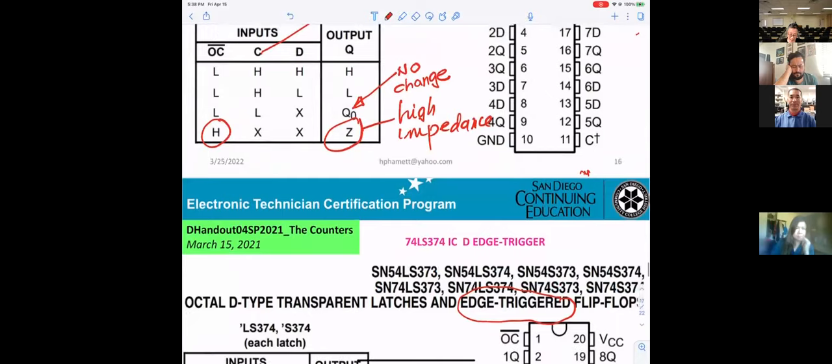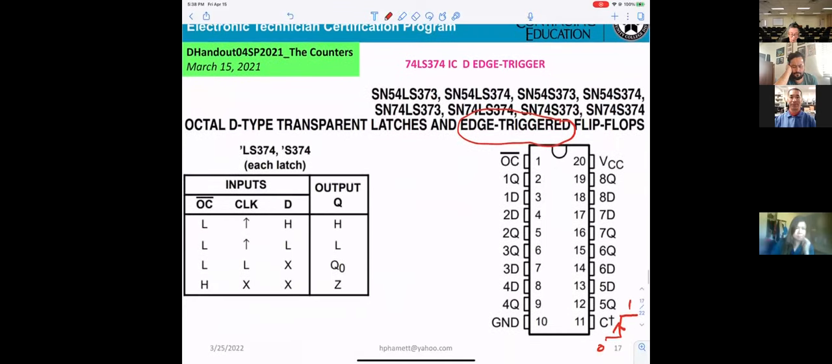Okay. And now on the second one, we don't have to talk more. You understand this one will be an edge trigger D flip-flop. Okay, we already learned about the flip-flop 7474. Edge trigger, that means you can get the output when you get the input, and you have to get the clock going either 0 to 1 or 1 to 0. So the output can be equal to the input.